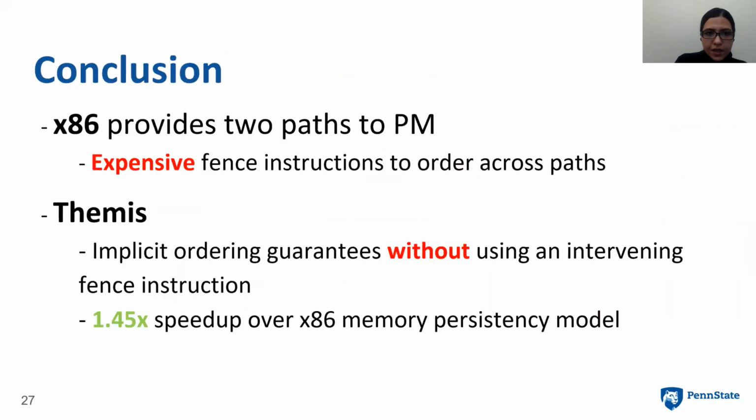To conclude my talk, we showed that the x86 memory persistency model offers two paths to PM, and we can only use expensive fence instructions to order updates across paths. We then showed our proposed extension, Themis, provides implicit ordering guarantees without using an intervening fence instruction that achieves 1.45x speedup over the x86 memory persistency model on average.